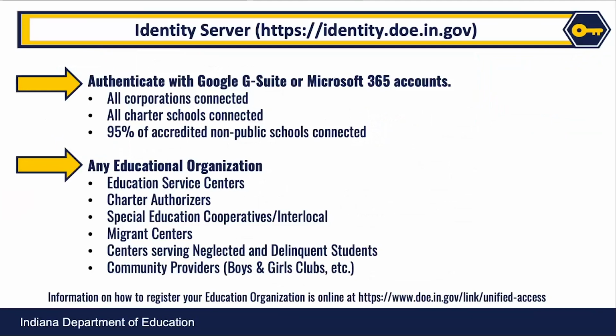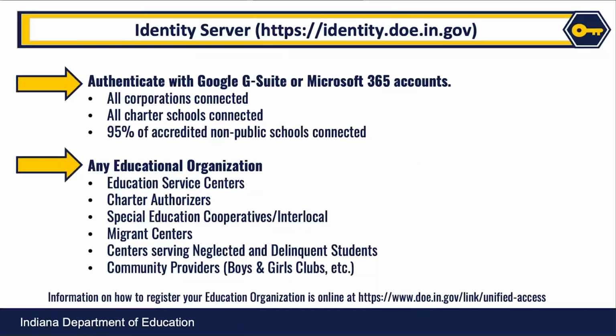Here's an overview of where we are at with the implementation of Identity Server, which allows the IDOE to recognize the local G Suite or Microsoft 365 accounts. At this time, every public school corporation and charter school in the state is connected. That means as of right now, every public school educator can log in to the LINK portal without needing to have an IDOE username and password. In addition, 95% of accredited non-public schools are also connected utilizing one of these options.